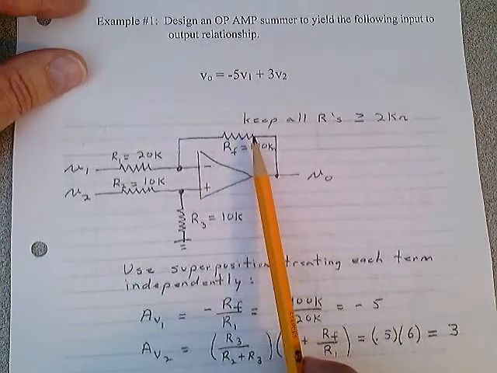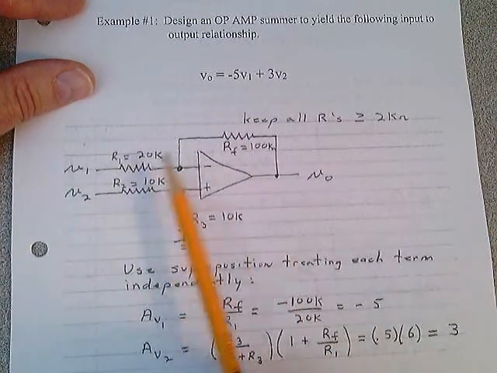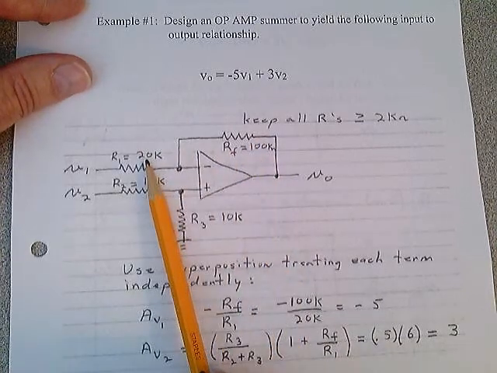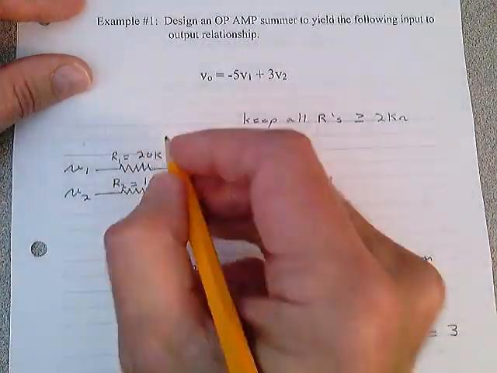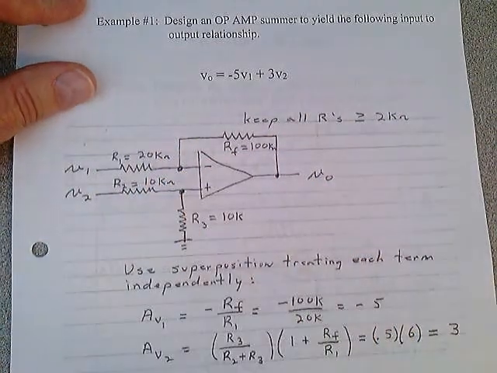It's a rule of thumb. Then you have to keep this fixed. You can't change these values when you go down here for V2. That's why you have to pick these first. This 100 k ohm stays fixed. This 20 k ohm here stays fixed. Now you get down to this point.